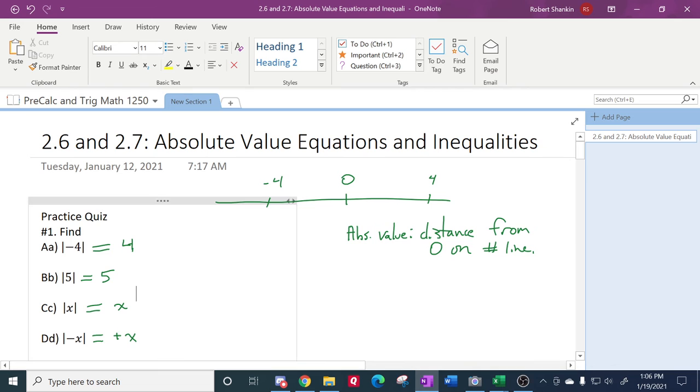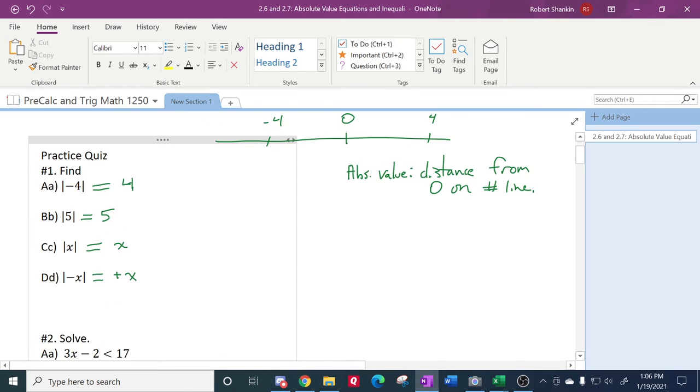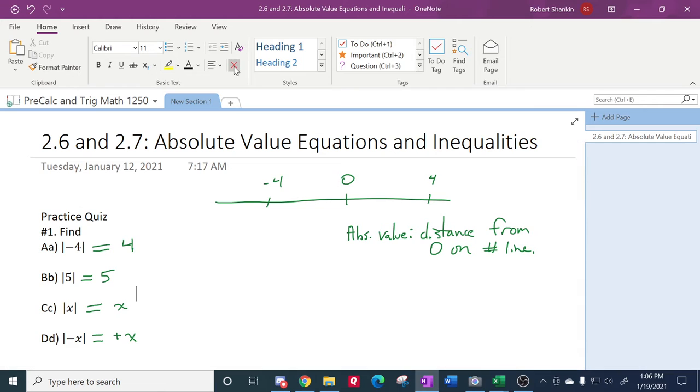Wait, the absolute value of x can't be simplified to x. It has to stay the absolute value of x. Why can't it be just x? Because you don't know the distance from where it is. For instance, if x is -4, then we'd be saying the absolute value of -4 is -4. That x could have been -4, and then we'd have it wrong right over here because we'd be putting -4 again. X itself might be negative.